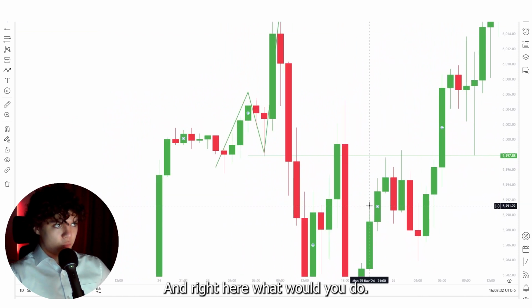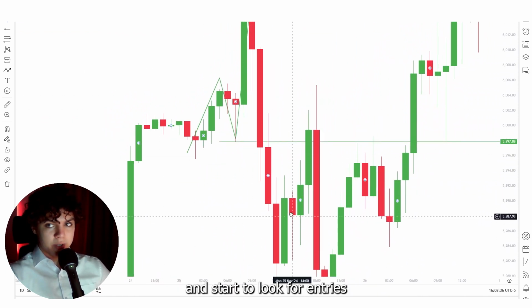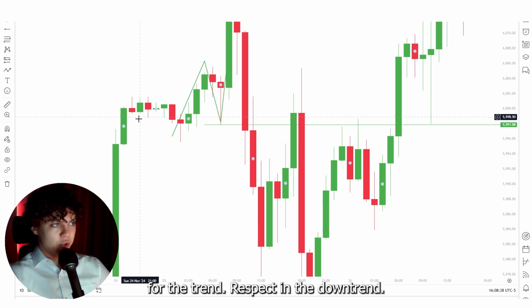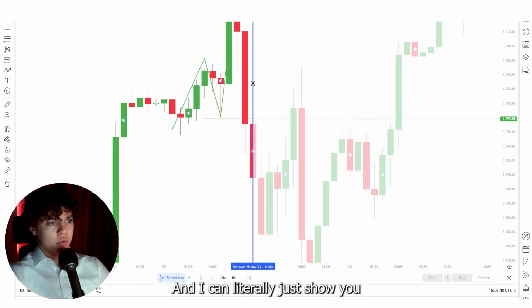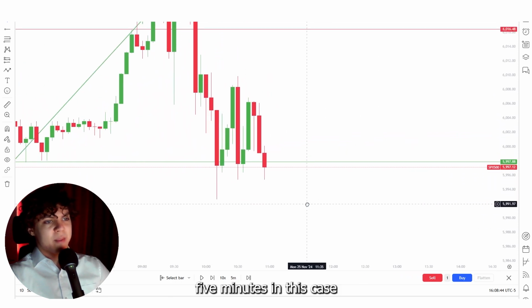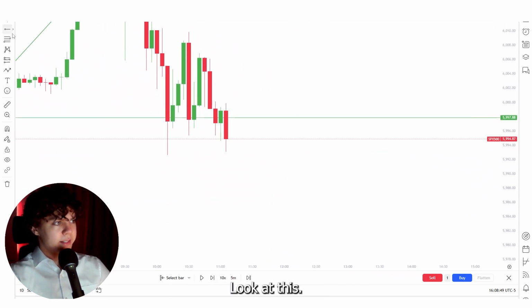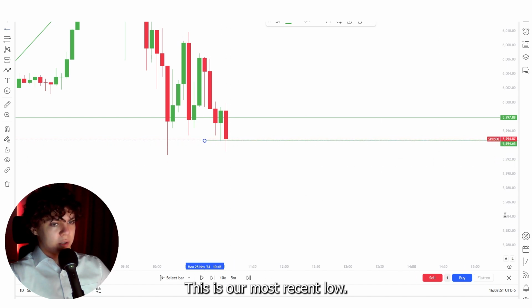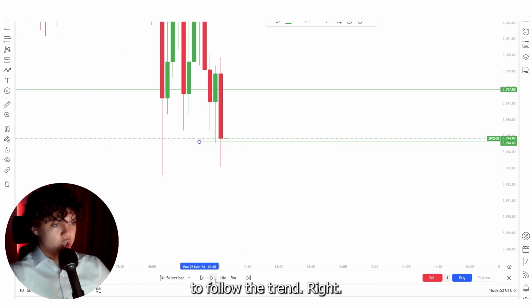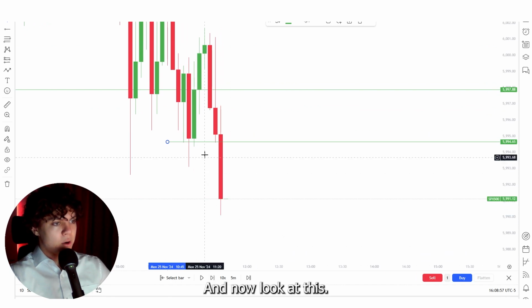And right here, what would you do? You want to go to the lower time frames and start to look for entries that respect the downtrend. And I can literally just show you. So in here, I would go to, let's say, 5 minutes in this case. Look at this. This is our most recent low. We want to see a breakout structure to follow the trend, right? Okay, there's not yet.